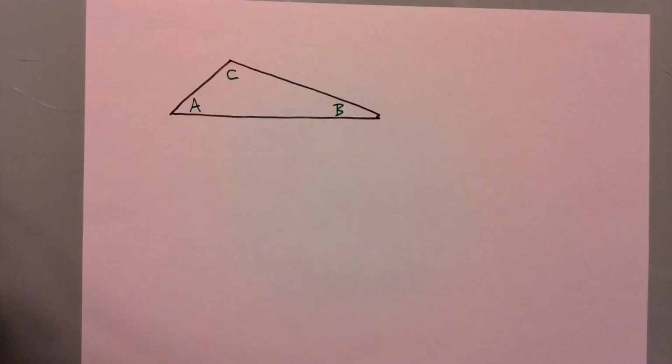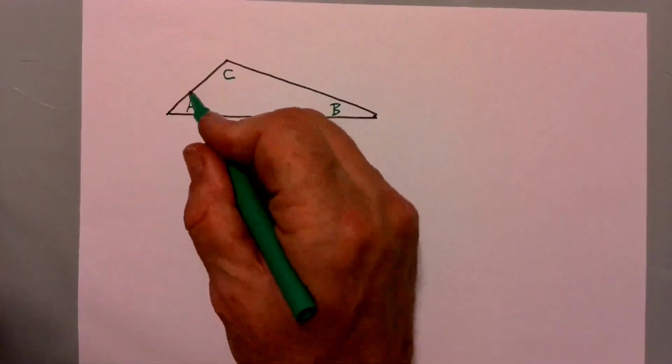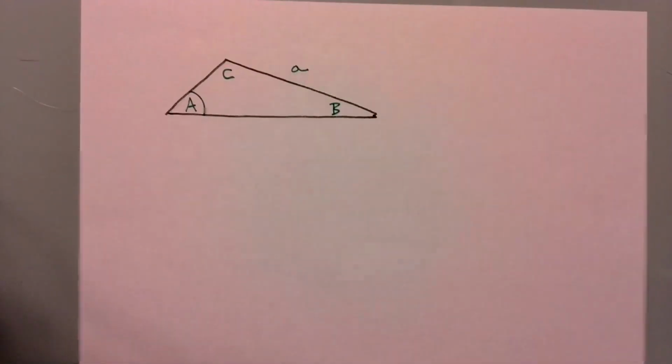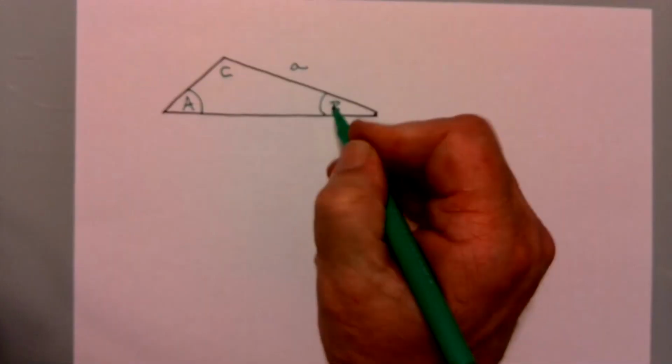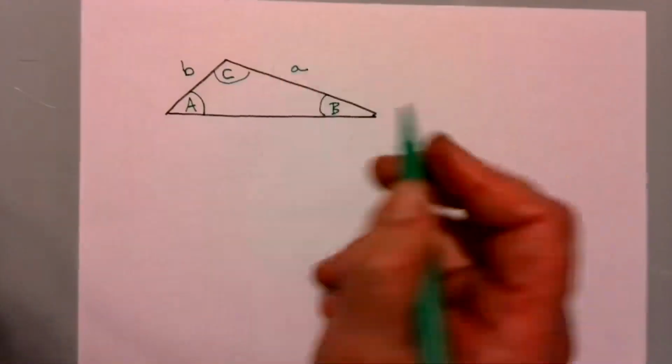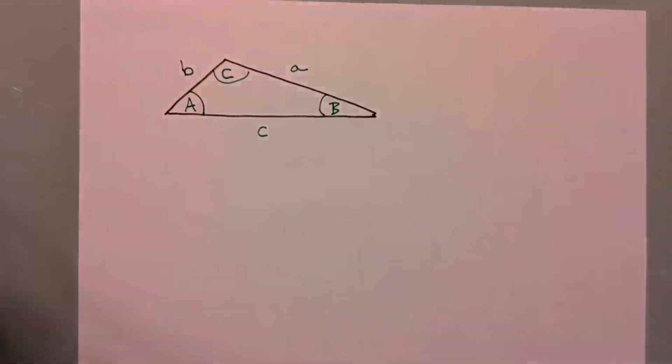The convention is to write the side opposite the same. So this is angle A. Side A is opposite angle A. This is angle B. Side B is opposite angle B. This is angle C. Side C is opposite angle C. I don't want to worry about C right now. I want to focus on A and I want to focus on B.